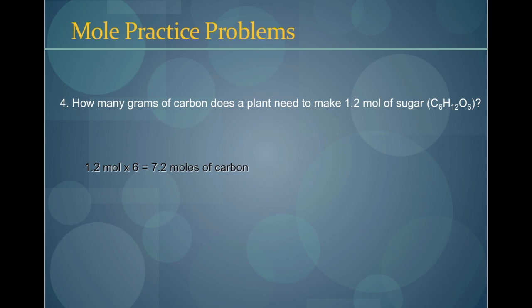So we're halfway there. Now we have 7.2 moles, and then we want to figure out the grams. The atomic mass of carbon is 12, so 12 grams per mole. We write it that way so that moles cancel, and we end up with 86 grams.